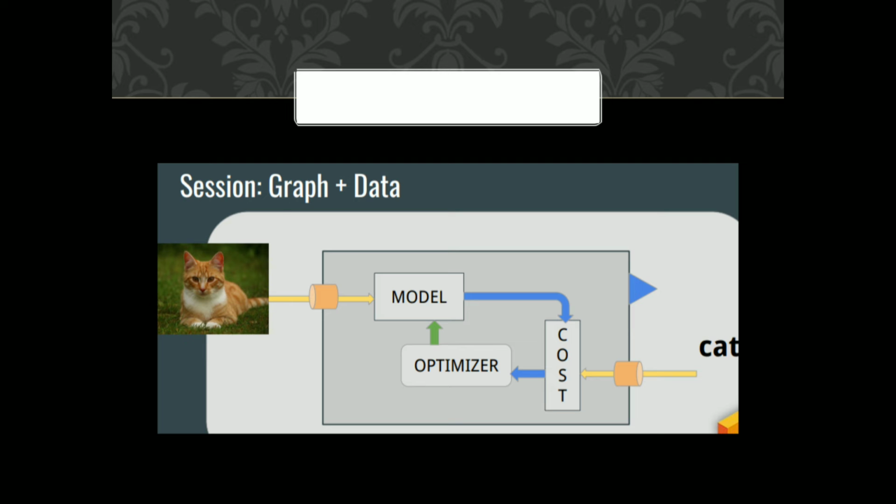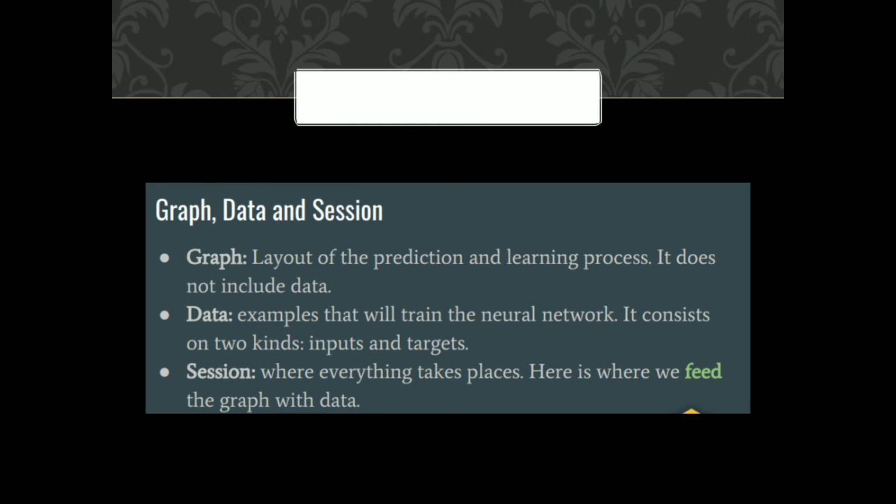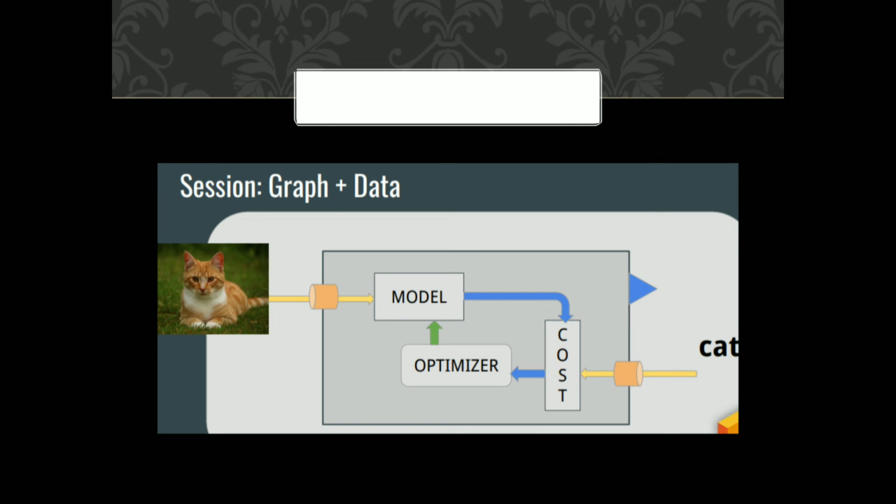So you have gone through this graph. What does it contain? It contains the layout of the prediction and learning process. It does not include data. And session data consists of two kinds, inputs and targets. Here you can observe by the picture.